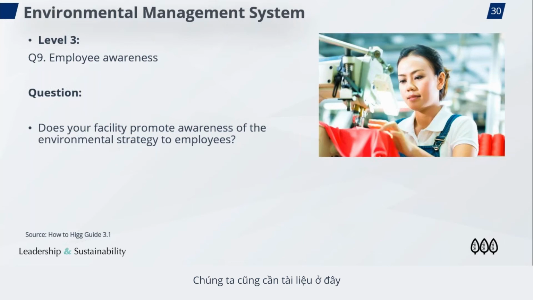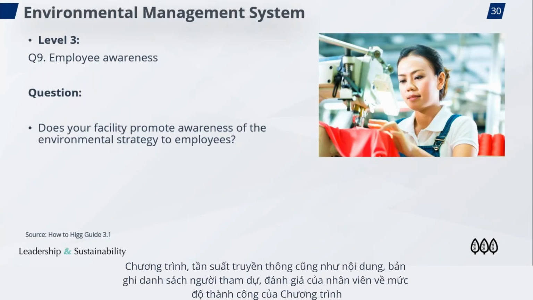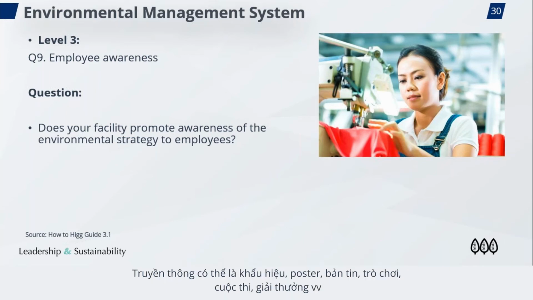And here as well, we need documentation. We need a plan for promoting awareness of the environmental strategy, and it should include the schedule and frequency of communications, as well as the content to be delivered, attendance records, and employee evaluations on the success of the program. Communication may be posters, newsletters, games and competitions, awards, etc. And by the way, all the detailed information that we give you regarding what is needed, you can find in the How to Higg document.